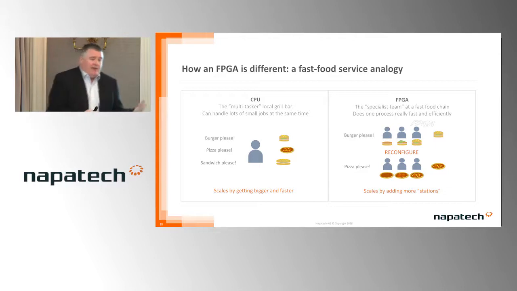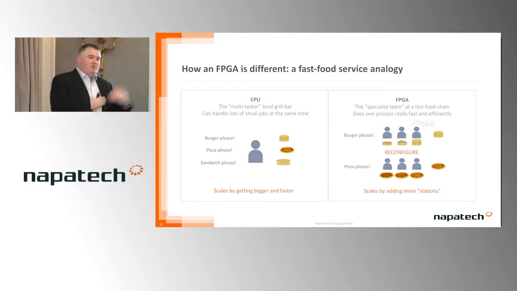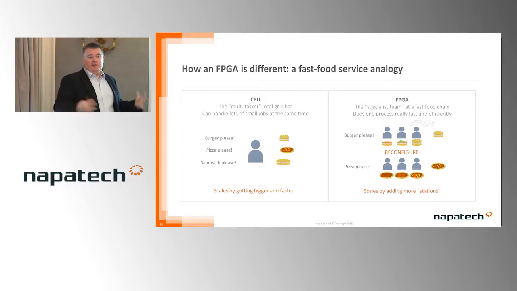I mean, while he's making the patty for the burger, he can be getting the lettuce for the sandwich, and he can be baking the bread for the pizza. So he can actually cut this up and satisfy everyone at the same time. Now, if you want to get bigger and faster with that, either he gets faster or he gets a buddy in who's just like him, and they're both doing the same thing. But the idea is they both know how to service everybody. So that's what a CPU does.